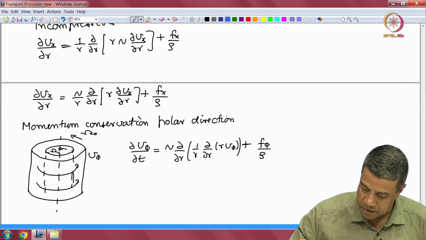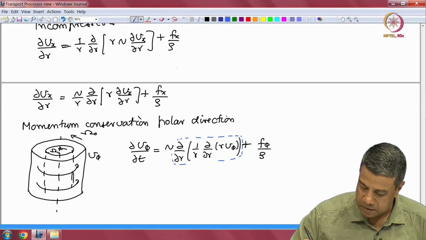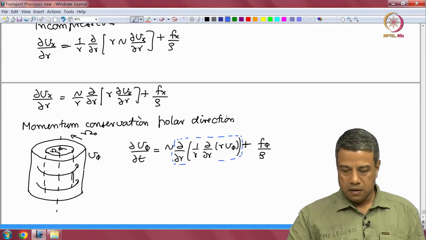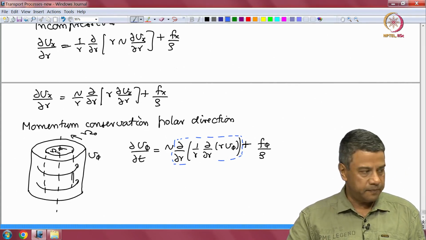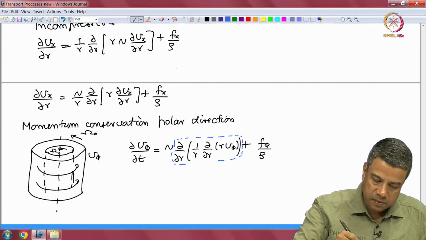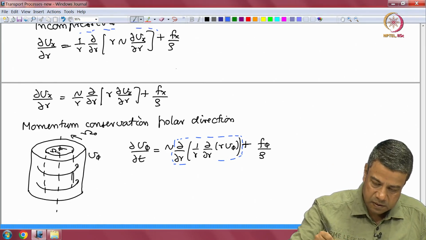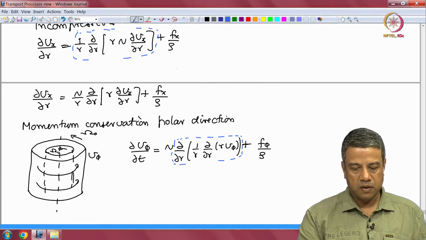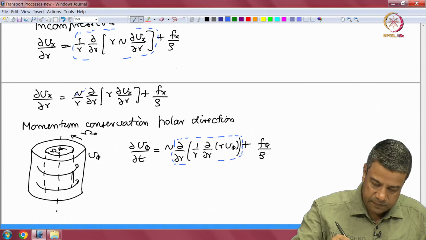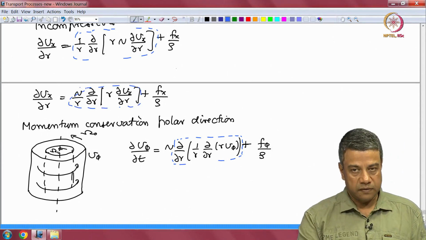Note the difference between these two. This is the differential operator for v phi: d by dr of 1 by r times d by dr of r v phi. This is the operator for the axial velocity, 1 by r d by dr of r d by dr. So, the two are different.